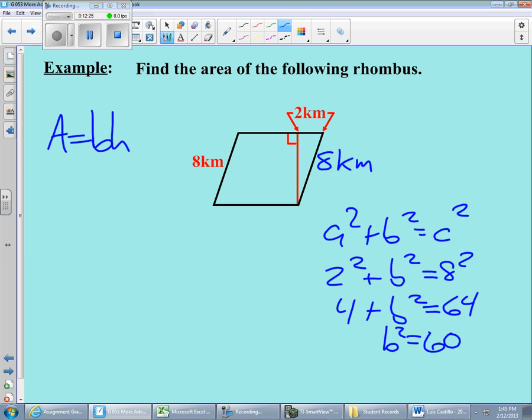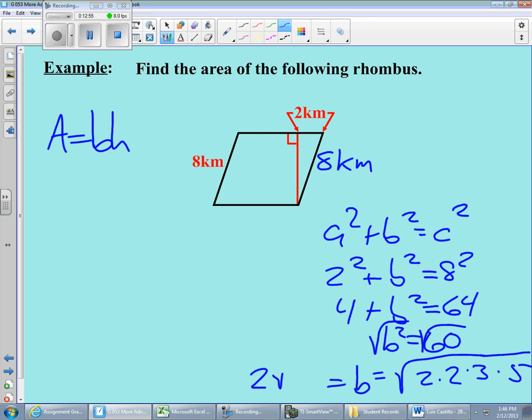We don't want b squared, we just want b, so we'll take the square root of both sides. Well, 60 is not a perfect square. But 60 is 2 times 30. 30 is 2 times 15. 15 is 3 times 5. Got any pairs in there? Yeah, I got a pair of 2s. We can get a pair of 2s out. And the 3 and the 5 are stuck, so we'll recombine them. 2 square root of 15 would be the most accurate answer that we could come up with in this case.